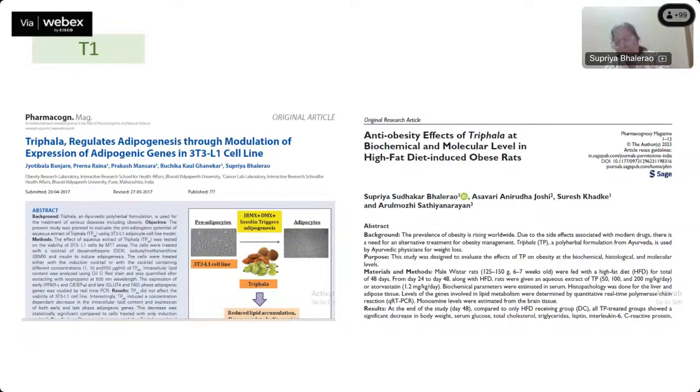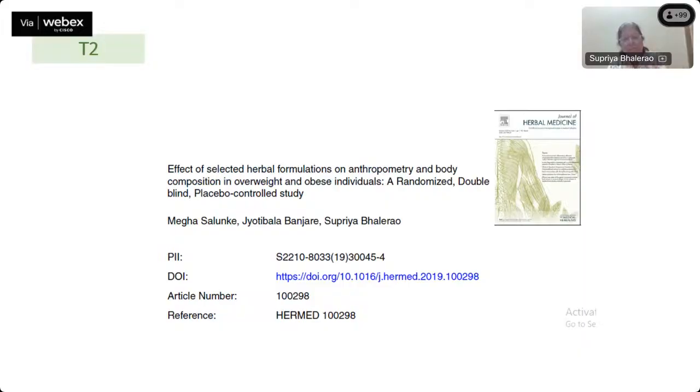From here, we went ahead and did a preliminary clinical evaluation. So it was the efficacy of selected herbal formulations on anthropometry and body composition in overweight and obese individuals. So this paper is also published.